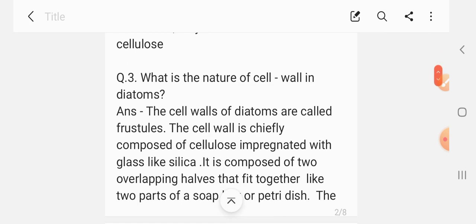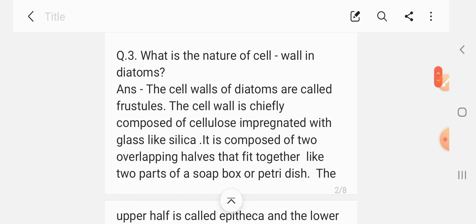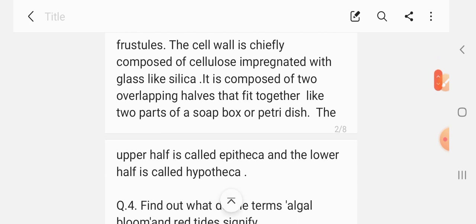Question number 3. What is the nature of cell wall in diatoms? Answer: The cell walls of diatoms are called frustules. The cell wall is chiefly composed of cellulose impregnated with glass-like silica. It is composed of two overlapping halves that fit together like two parts of a soap box or petri dish. The upper half is called epitheca and the lower half is called hypotheca.